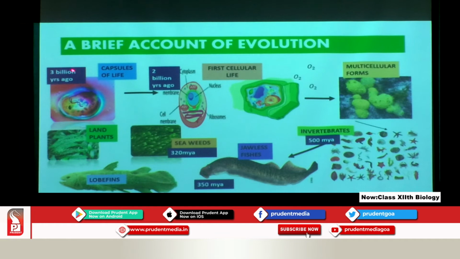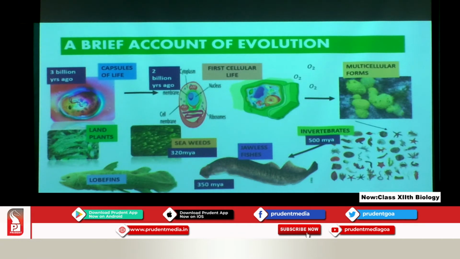When did it all start? 3 billion years ago with this non-cellular capsule. Then came cellular life 2 billion years back. Then by chance, it is possible that some of this cellular life might have become photosynthetic because they had the pigment that could trap solar energy. And they started giving out oxygen, as oxygen gas is released during photosynthesis. So oxygen was given out, and this was the turning point.